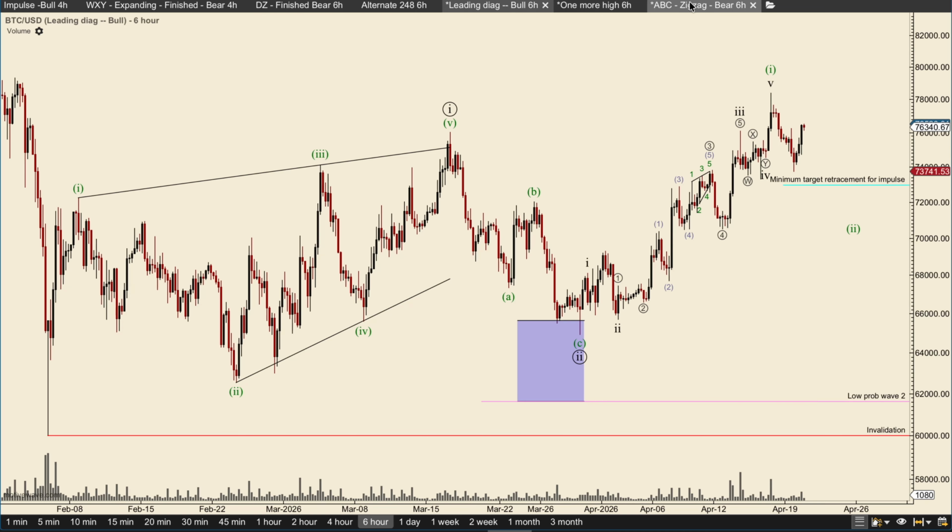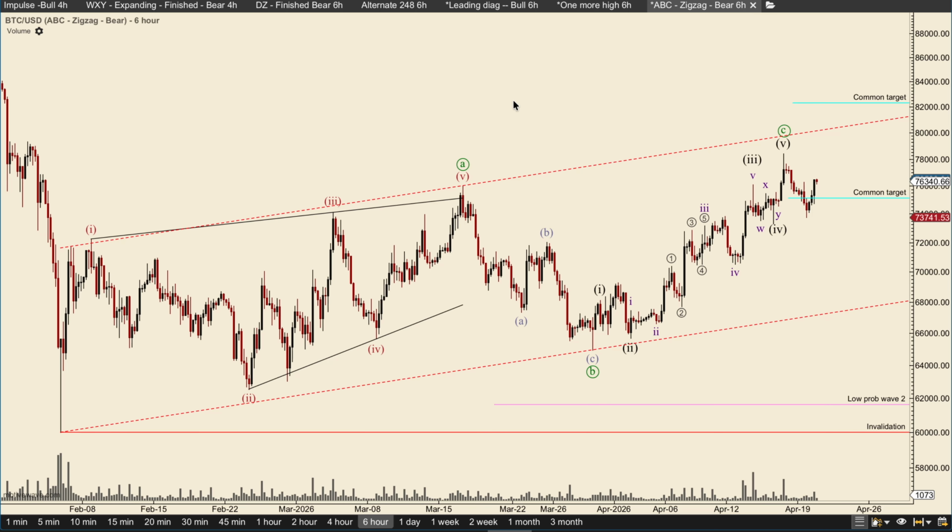So if we take a look then at this, the ABC, so this is perfectly viable as well, and this is also suffering from the same, we don't know if we have just one more leg up or if this is done. But after we are here, we are looking for downside, if it is a wave X or if it is a complete ABC. And this is also looking for the 0.382 retracement. So that is very important to keep in mind.